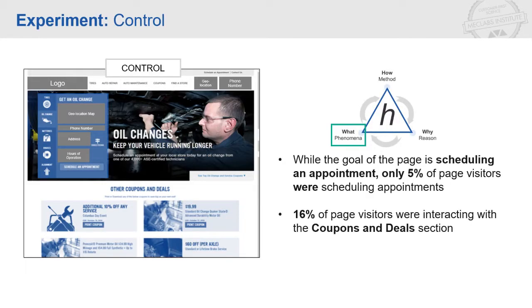In this case, we notice something very important. The goal of the page is to get people to schedule an appointment, but only 5% of the visitors coming to this page actually did so. And 16% were interacting with the coupons on the page. Now that is history. That is a fact, as close as we can to ascertaining so. But it doesn't get beneath it, into the wisdom portion.